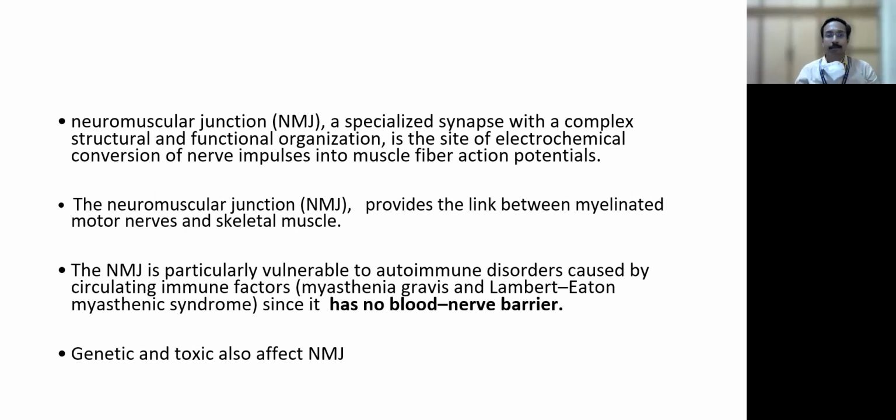Myasthenia gravis is a disorder which affects the neuromuscular junction. The neuromuscular junction has a lot of peculiarities. It is a synapse where an electrical impulse coming from the nerve reaches the presynaptic junction and gets converted into a chemical signal in the form of acetylcholine, and then again becomes an electrical signal in the muscle. It's also an area where there are no motor nerve fibers at the junction.